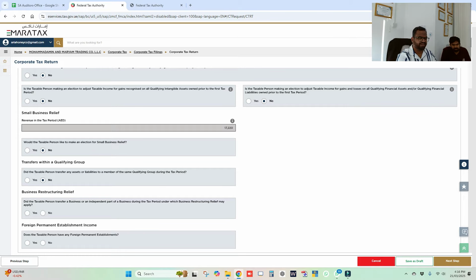Business restructuring relief. Did the taxable person transfer a business or an independent part of a business during the tax period under which business restructuring relief may apply? If there is any business restructuring, then this will be applicable. If they want to apply the relief for business restructuring or not, that is the case. Okay, we will say no, we don't want to apply, because in this case there is no business restructuring.